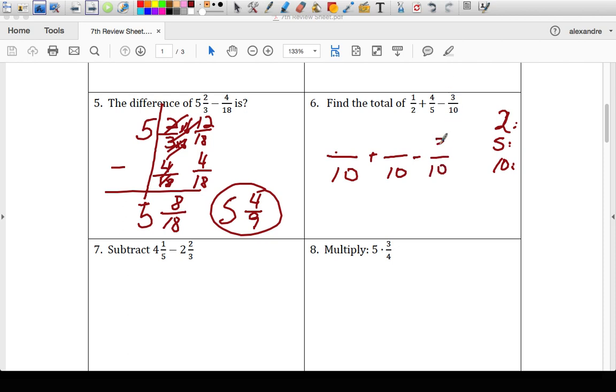So the last one stays because it's already 10. So how did the 5 become a 10? Times 2. So times 2 on top, and I get 8. 2 to become a 10 is times 5, so times 5 on top.